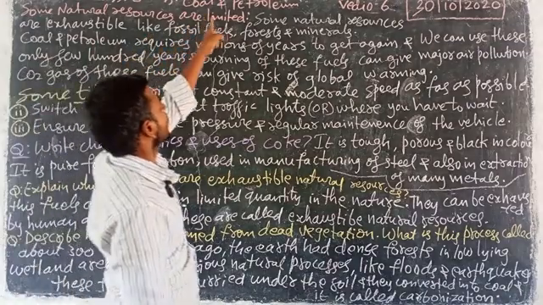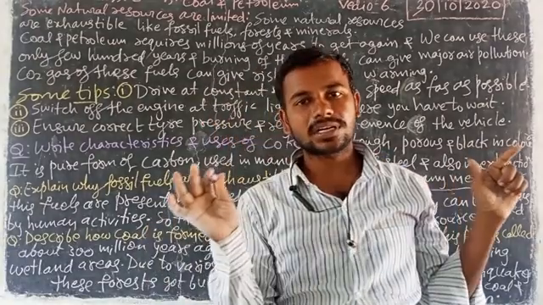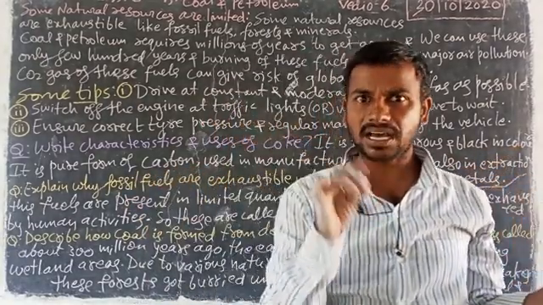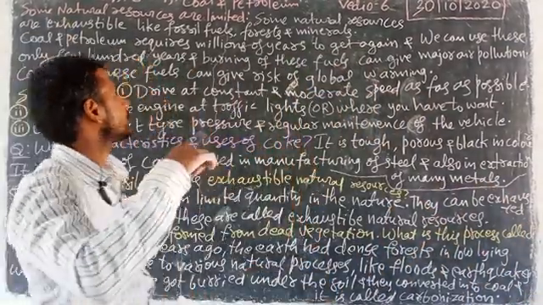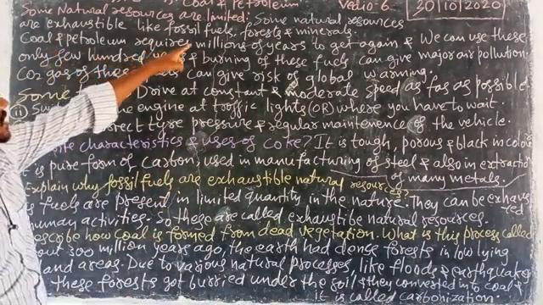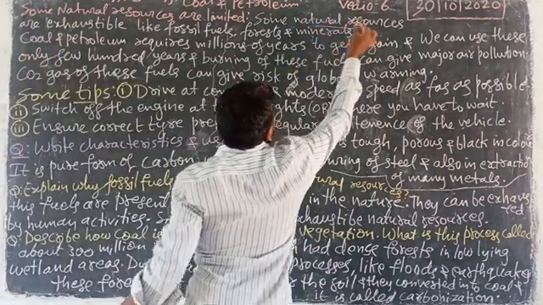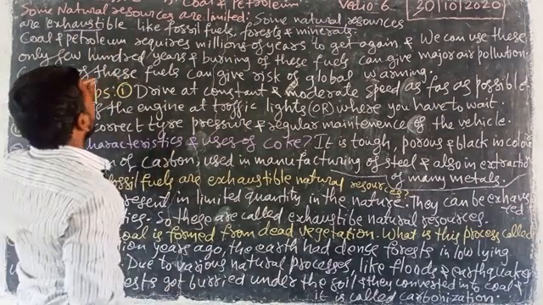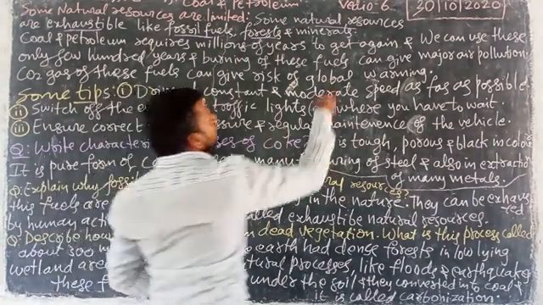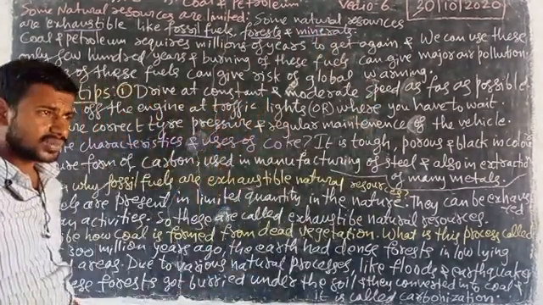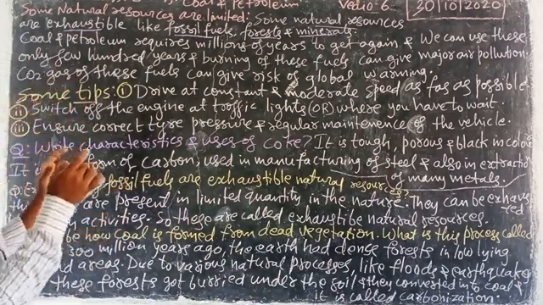Some natural resources are limited. Natural resources are there, and they are limited. How? And what are the natural resources? Look here. Some natural resources are exhaustible, like fossil fuels, forests, and minerals. Fossil fuels, forests and minerals are natural resources and they are limited.